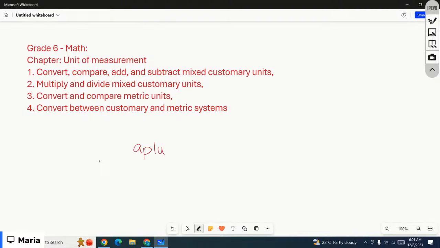You can find all the lessons on aplusstudents.com. You have to log in there using your email address, and the password is provided by the administrator. Then you have to select math from the subject tab. Scroll down to grade 6 and then click on view all lessons. There you can find a list of the chapters. We're going to start with the chapter unit of measurement.